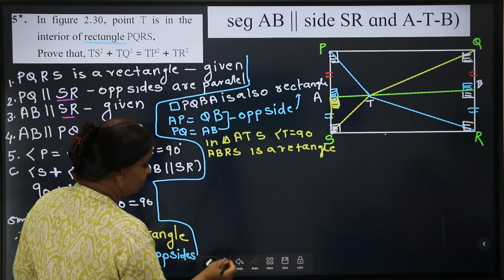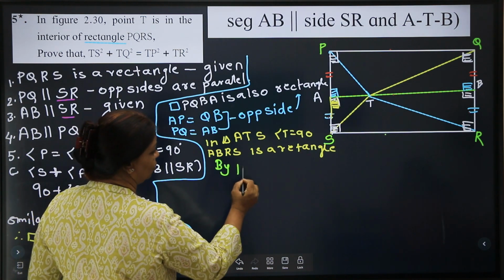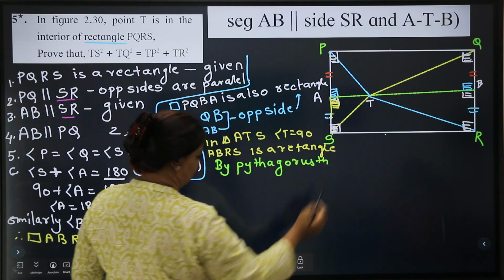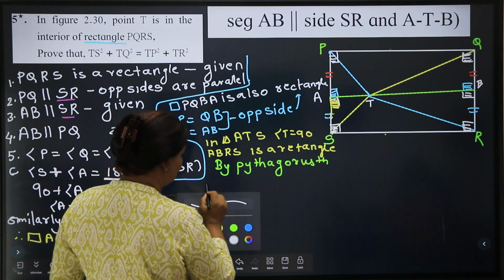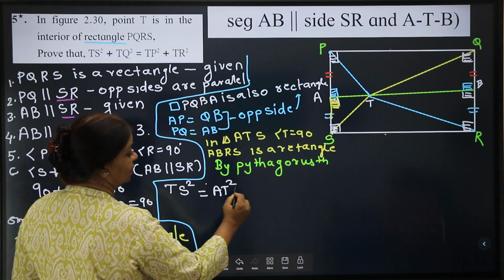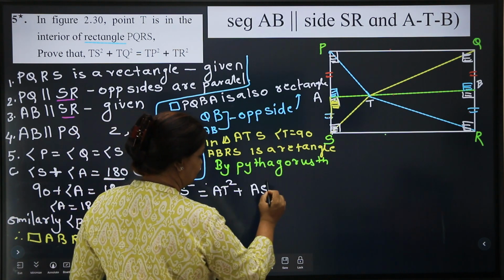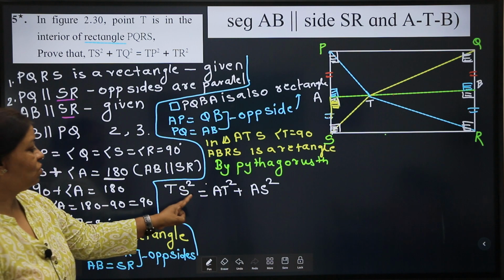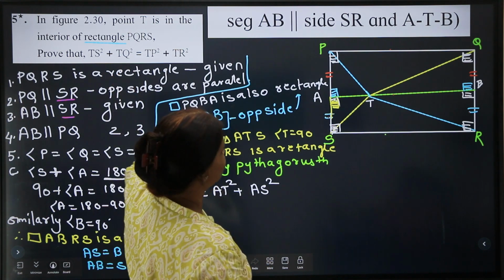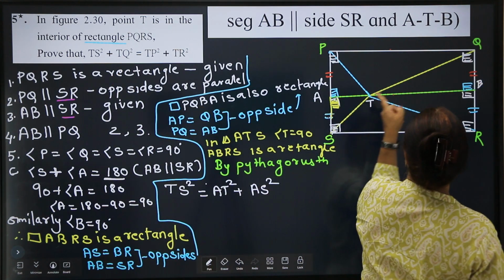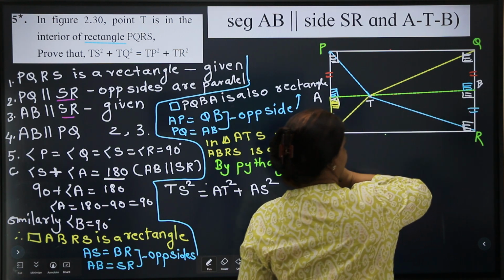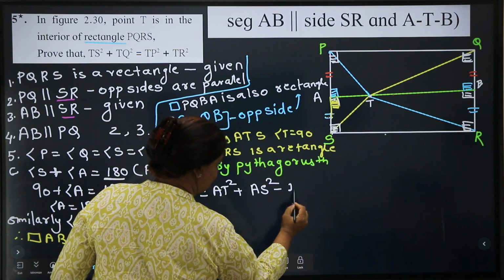Now by Pythagoras theorem, TS square is equal to AT square plus AS square. This is your Pythagoras theorem. Now we got TS square, but what else is there? TQ square. Where do we get TQ? TQ we will get here. This is TQ, which is corresponding to this triangle, and this is a right angle triangle. Okay, this is one.